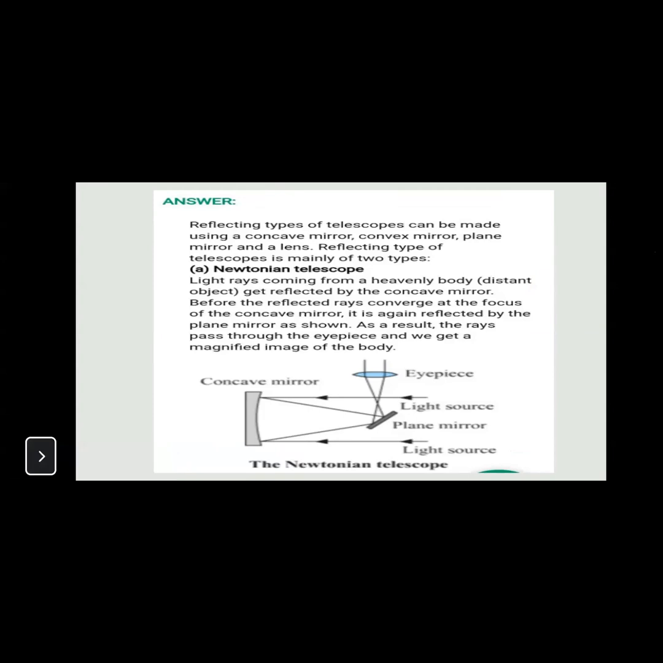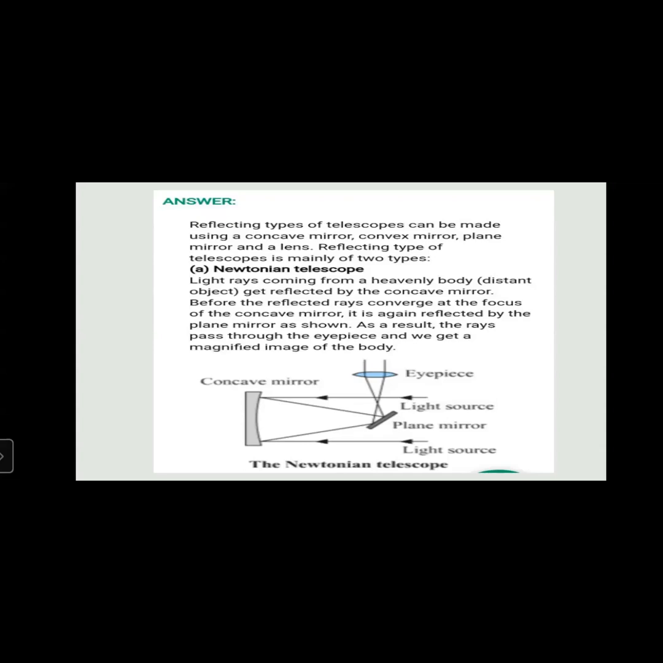Reflecting type of telescopes can be made using concave mirror, convex mirror, plane mirror, and a lens. Reflecting type of telescope is mainly of 2 types, Newtonian telescope and Cassegrain telescope. So you have to write in short about Newtonian telescope. Light rays coming from heavenly bodies, that is distant object, get reflected by the concave mirror. Before the reflected rays converge at the focus of the concave mirror, it is again reflected by the plane mirror as shown. As a result, the rays pass through the eyepiece and we get a magnified image of the body.